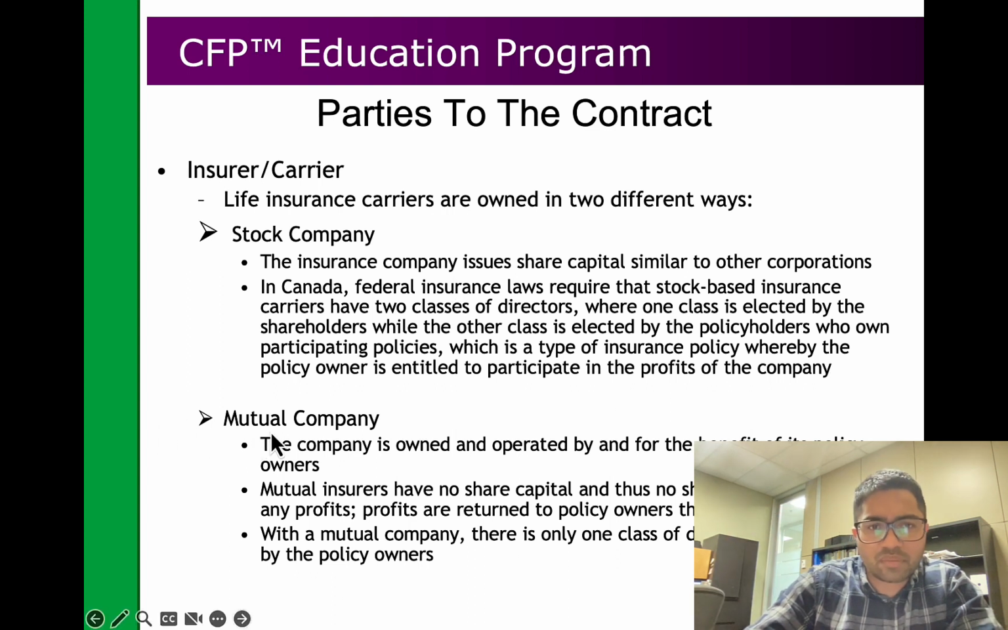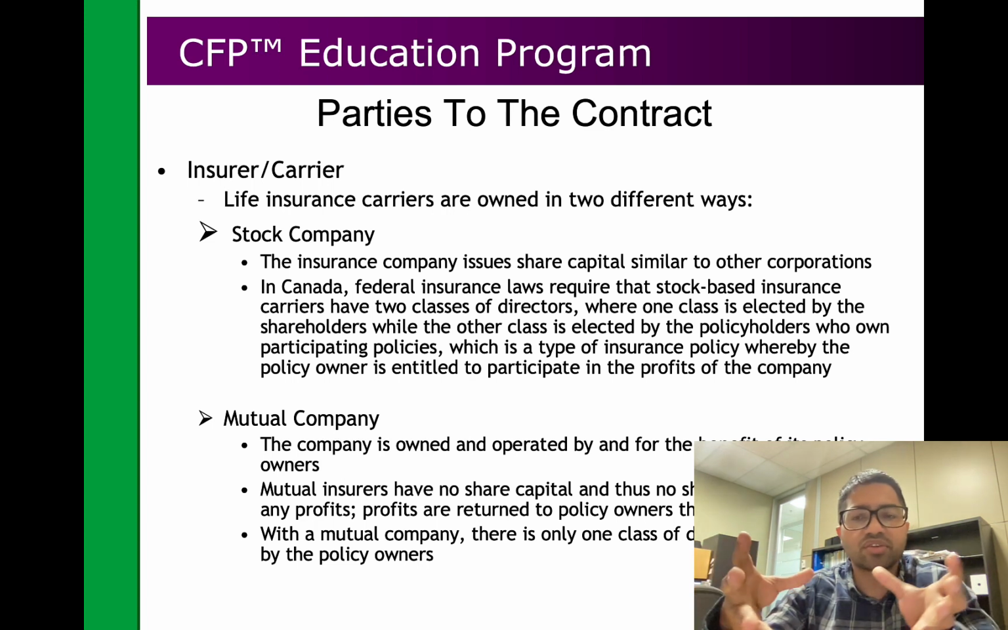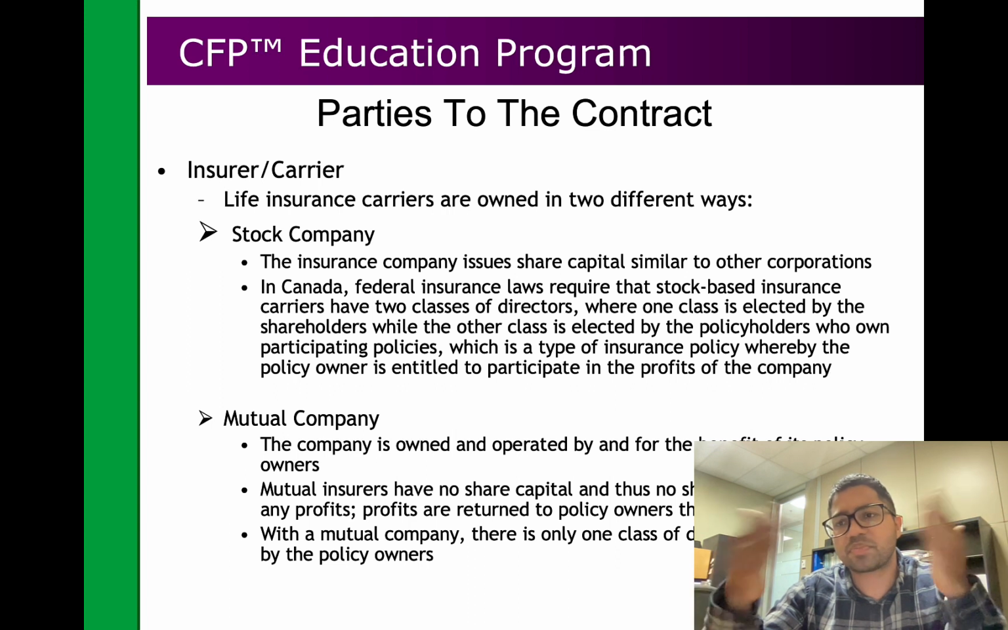Then there is the mutual company. The company is owned and operated by and for the benefit of the policy holders. Mutual insurance has no share capital and thus no shareholders to receive any profits. Profits are returned to the policy owner through dividends. With the mutual company, there is only one class of directors, those elected by the policy owners. Some credit unions are established as a mutual company. So policy owners are coming together, they are running the insurance company, and whatever the profit of the insurance company is, it is paid out as dividends to the policy owners.